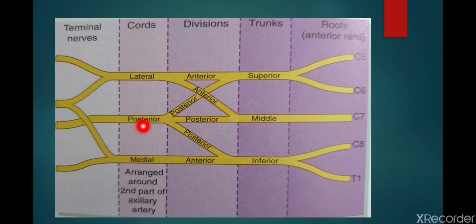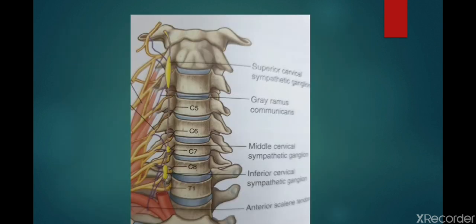The posterior cord is formed by three posterior divisions of all the three trunks. You notice the posterior cord is formed by the posterior division of the superior trunk, the posterior division of the middle trunk, and the posterior division of the inferior trunk. Okay, and now these three cords go on to give rise their respective terminal nerves, which will come in the following slides.